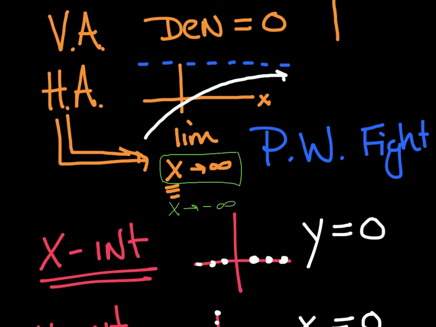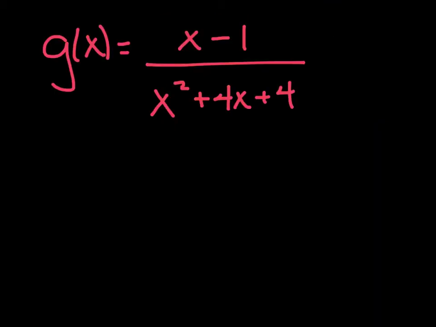Let's add this into your graph. Your asymptote would stay the same, but your function could head this direction. So this time, x isn't approaching positive infinity, it's approaching negative infinity. Either way, it's a power fight, but be careful, it could be positive or negative infinity.